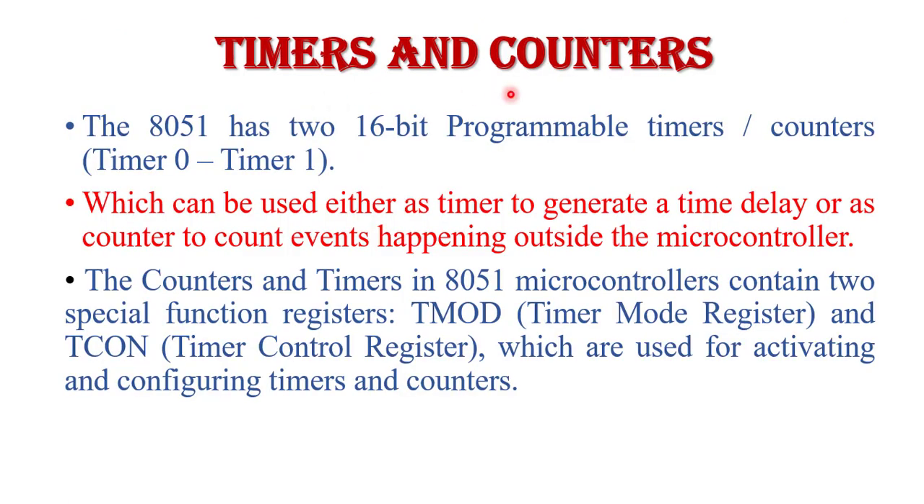Next is the timer and counter of the 8051 microcontroller. The 8051 has basically two 16-bit programmable timers and counters. These are timer 0 and timer 1.